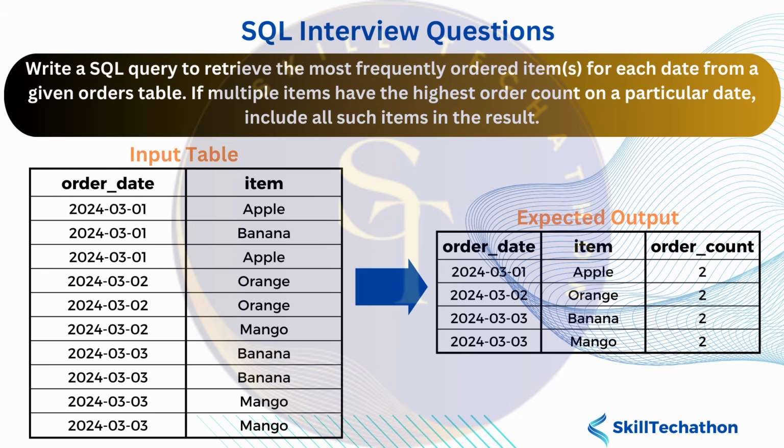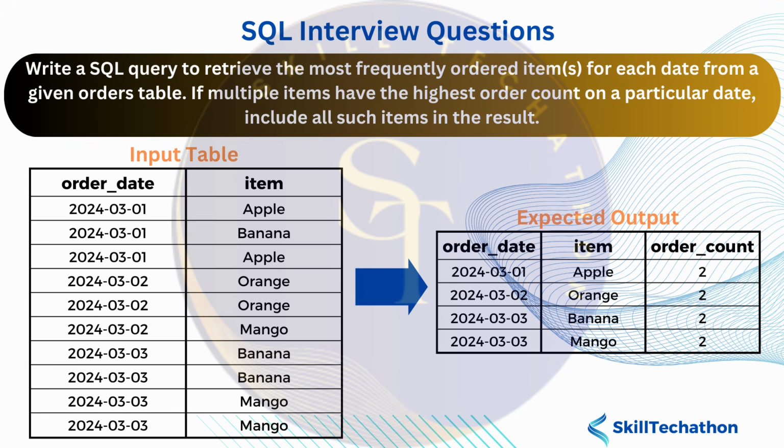Today we are going to look into one of the SQL interview questions asked in an interview. We have been given an input table and the expected output, and the question is to write a SQL query to retrieve the most frequently ordered item for each date from a given orders table. So this is the orders table, which is the input table. If we have multiple items which have the highest order count on a particular date, we need to include all such items in the result. So let's look into the input and output table.